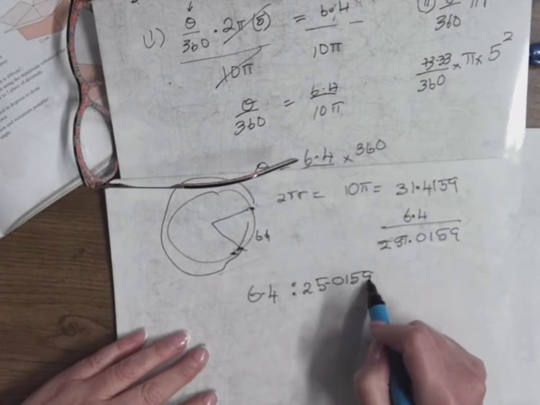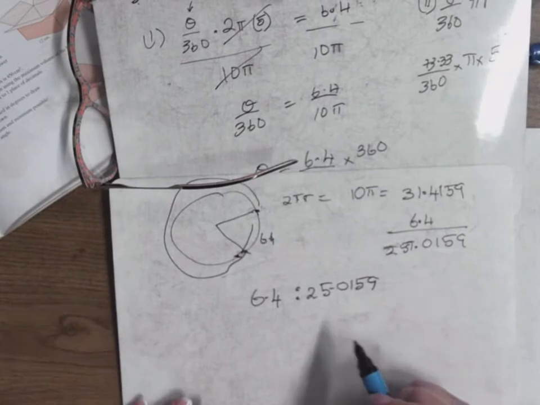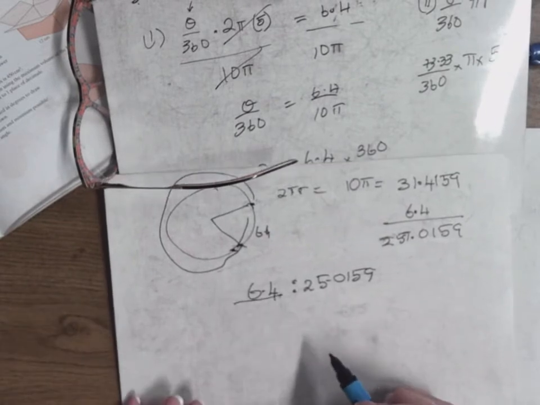25.0159, and they want it in the form 1 is to something. So it's not on the thing. Oh, sorry, I turned it off.